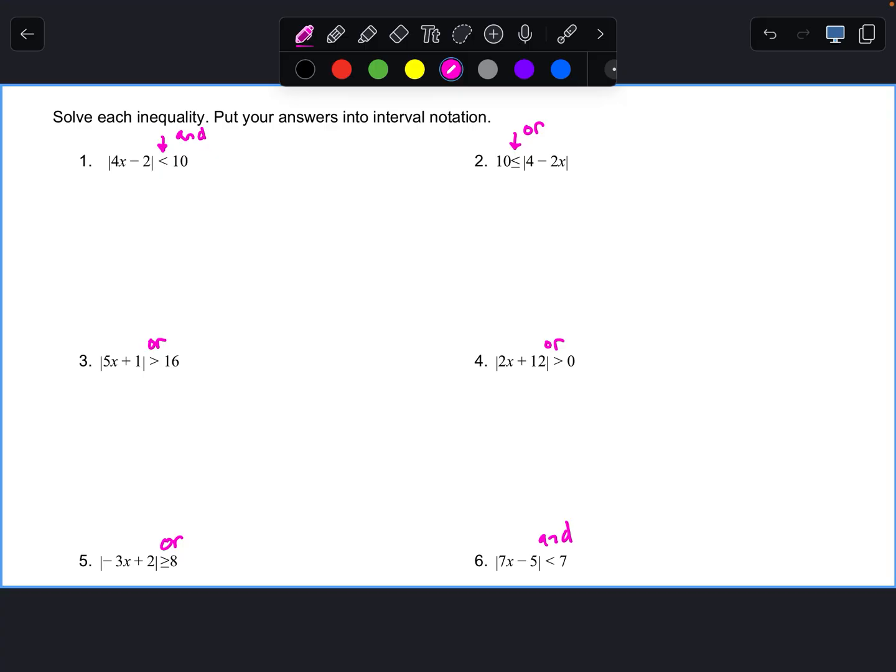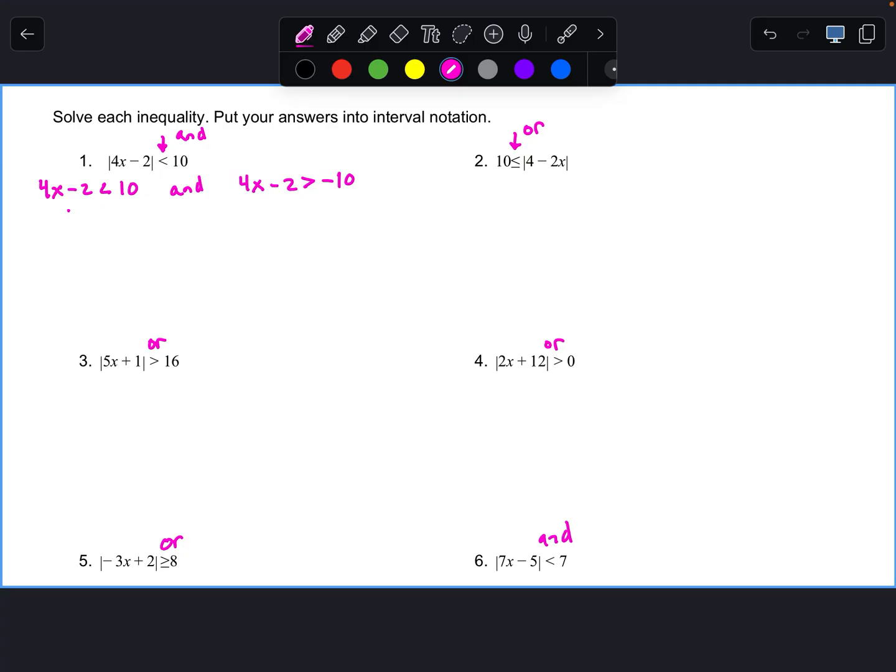Now, the second thing we're going to do is set up the equation. In setting up the equation, we copy down all parts except for the absolute value symbols. So I would get 4x minus 2 is less than 10. And remember, with absolute value, there's going to be that positive representation or the negative value. So again, I say 4x minus 2. When inputting the negative value, I'm going to flip the sign, then input my negative 10.